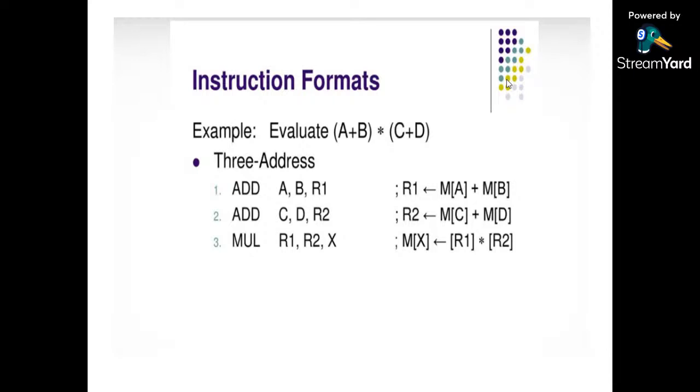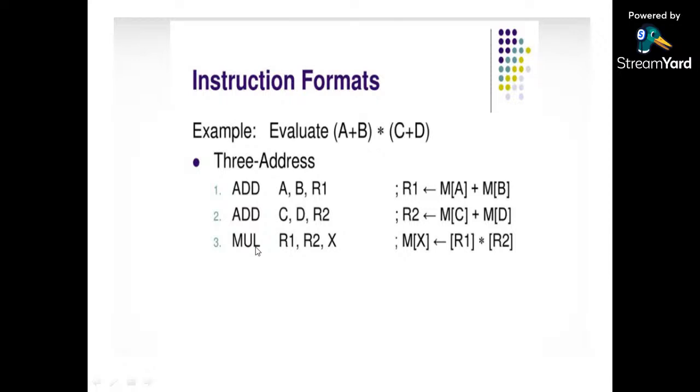Then what is the second step? You need to add C plus D. So what is the second step of execution? Add c comma d comma r2. Again c and d are specified in the instruction, but r2 we are using to hold the result of addition of c and d. Again it is a general purpose register which can store the result of addition of c and d. So here r2 register will store the value of addition of c and d. Okay, then finally we have the results of additions of a plus b and c plus d.